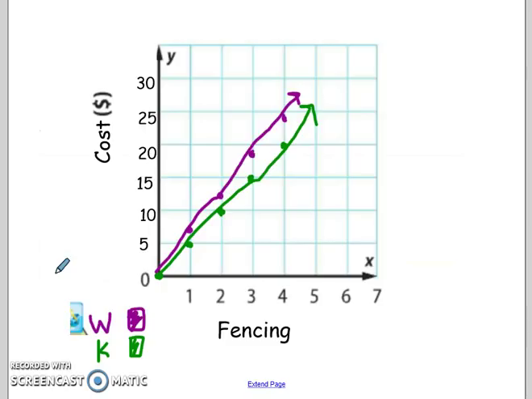So here is my graph. Hopefully yours looks just like mine. This time I skip counted by something else. Make sure that your graph has your labels, it has the numbers that you skipped by, and it has your key. Those are all very important elements to our graphs.